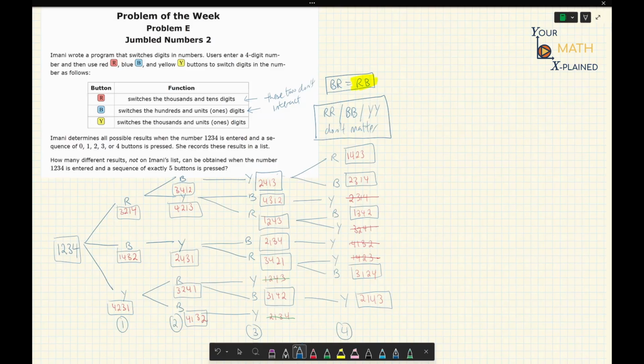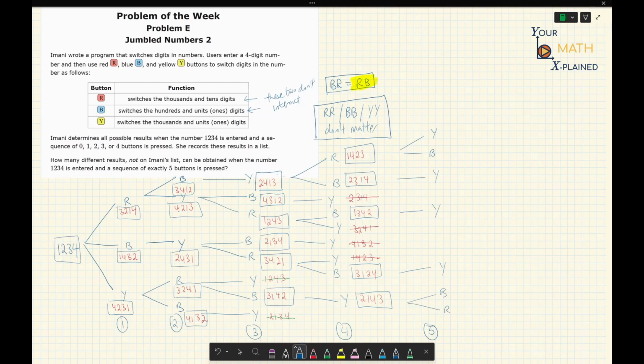Okay, our job is to figure out what numbers you can get with 5 button presses. So we just have to continue going to get our 5th branch. So our 5th button press, and we're going to just utilize that same strategy. R can go into Y and B. B can go to just Y. We don't need the R. This B, we only need to go to Y. This B, we don't need to go to R. We just need to go to Y. And then Y, we got to go to B and R.